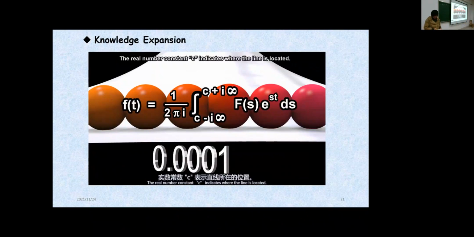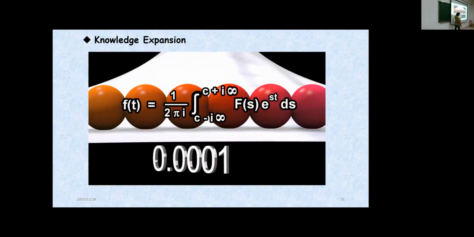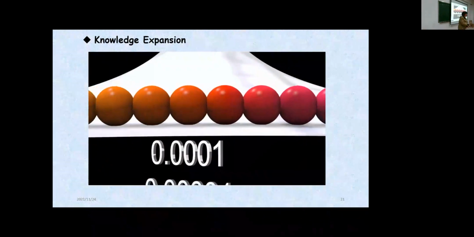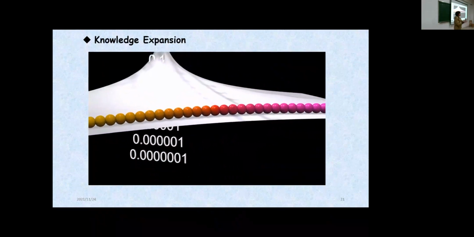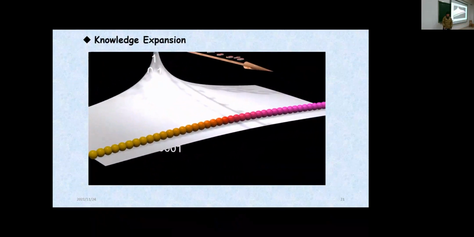The real number constant c indicates where the line is located. This definition is called the inverse Laplace transform. You transform F(s) to f(t). We can do the Laplace transform, and after this, we can do the inverse transform, from the frequency domain to the time domain.